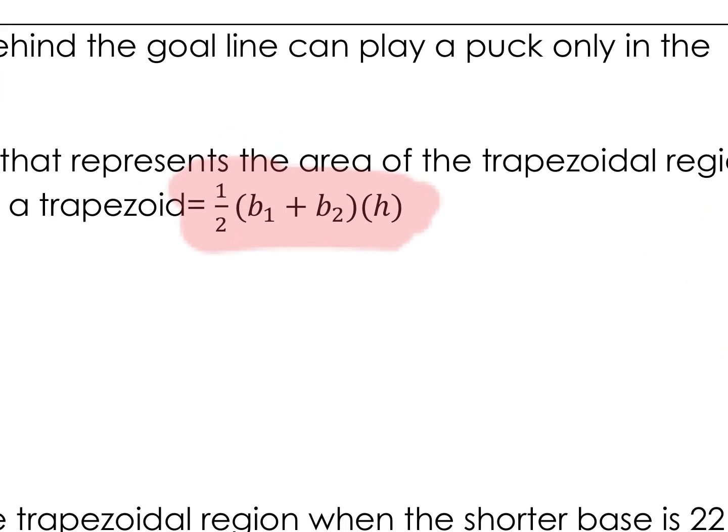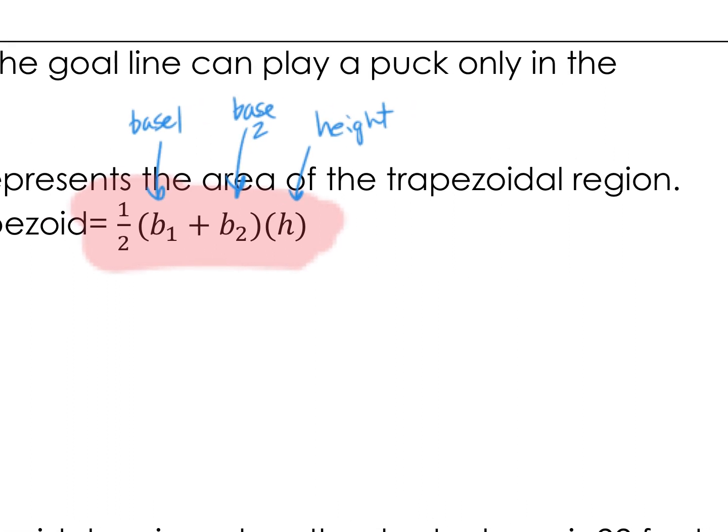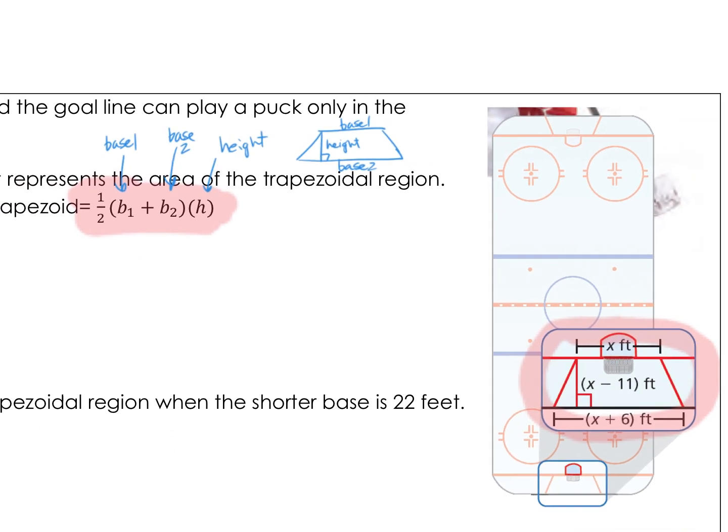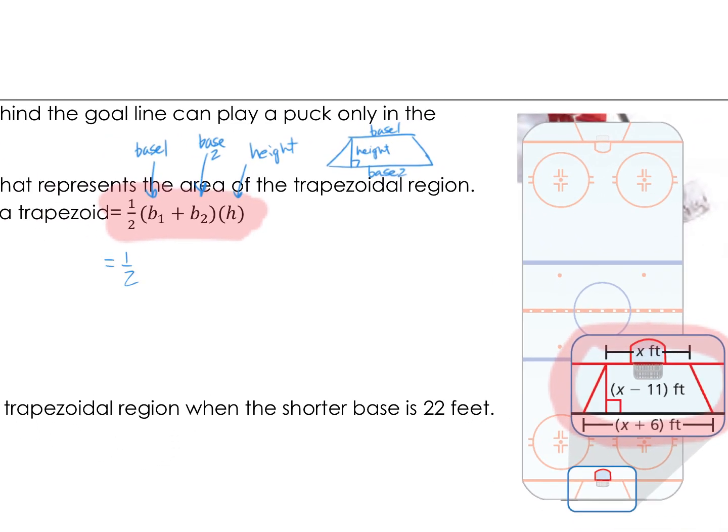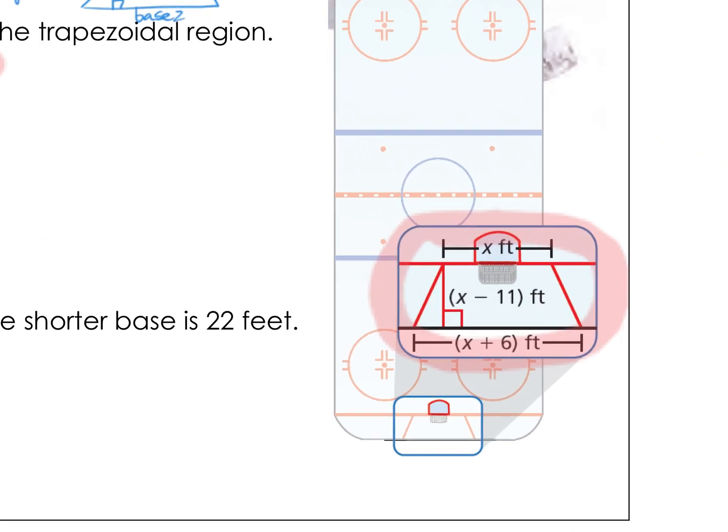So what this means is 1/2 of B1 stands for base 1, B2 stands for base 2, and then the H stands for the height. So in a typical trapezoid, if I just draw one out over here, that could be like base 1, that could be base 2, and then whatever makes that perpendicular angle connecting the bases, that's my height. Okay, so let's take a look at the dimensions that they give me. I know I'm going to have that 1/2. That's consistent.